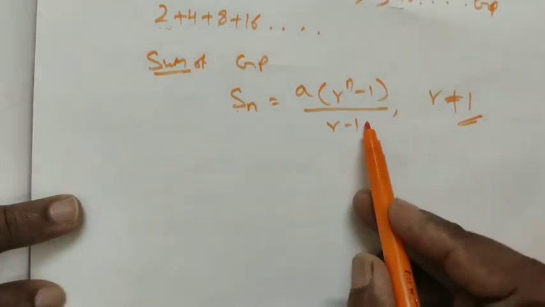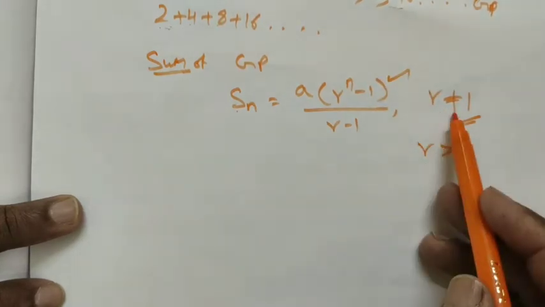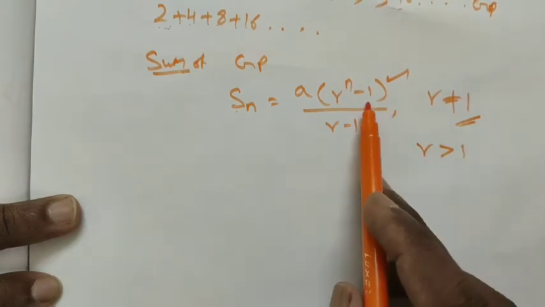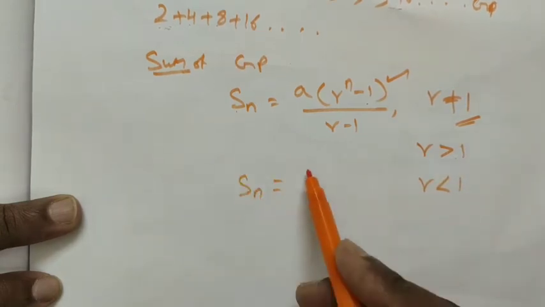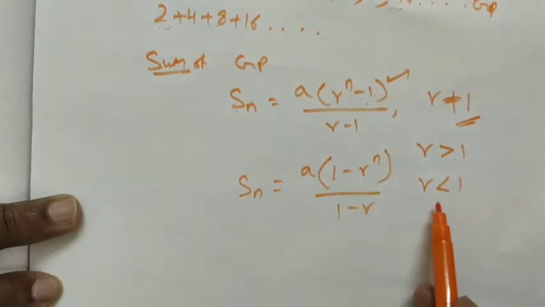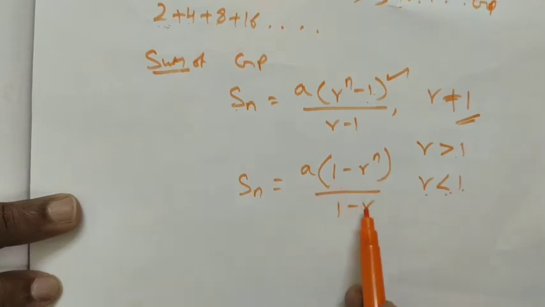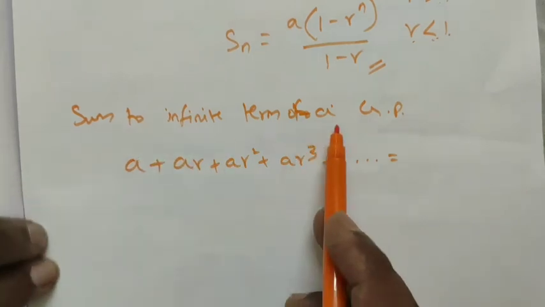R is not equal to 1, the first condition. Second, if R is greater than 1 we use the formula like this. And suppose R is less than 1, we can use the formula by interchanging the terms: 1 minus R power n divided by 1 minus R. Because when R is less than 1 we have either 0 or negative values, right? So to avoid the negative value, we use this formula: A into 1 minus R power n divided by 1 minus R. Next we see the sum to infinite terms of a GP.